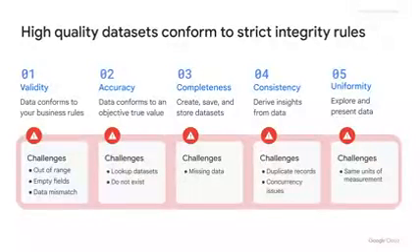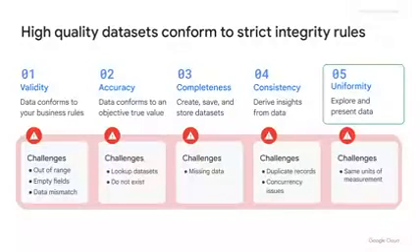High quality datasets follow strict rules. There are five of them. They're valid, meaning they conform to business rules. They're accurate against some true objective value. They're complete, meaning you can see the whole picture and you're not just getting a subset of the data, not being fooled. They're consistent, meaning you can derive actual insights that you can rely on. And they're uniform. There's a fun example that we'll go through for each of these.